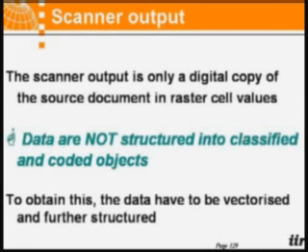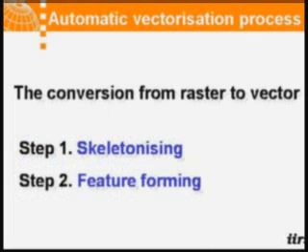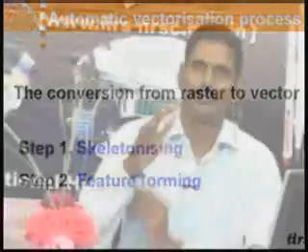When you do the automatic vectorization process, you do the conversion from raster to vector in 2 methods. One is skeletonizing or feature forming. Skeletonization means you scan it in a 3 raster cell width and then eliminate the pixels surrounding that. Suppose a thick line is this thick; slowly you remove the other raster cells, and only the center line is formed.